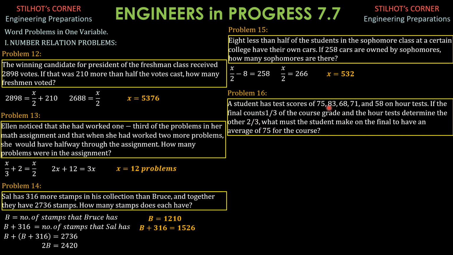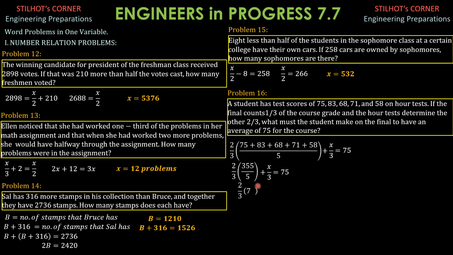Again, 2/3 of the average of the hour tests plus 1/3 of the final score, which we denote x, equals 75. So 2/3 of quantity 75 plus 83 plus 68 plus 71 plus 58 divided by 5, that's the average, plus x over 3, where x is the final score, equals 75. Simplifying inside the parentheses, 2/3 of 355 over 5 plus x over 3 equals 75. Then 355 over 5 is 71. So 2/3 of 71 plus x over 3 equals 75. Multiply everything by the LCD, which is 3, and 2 times 71 is 142. So 142 plus x equals 75 times 3, which is 225. Then x is 225 minus 142. So x is 83.